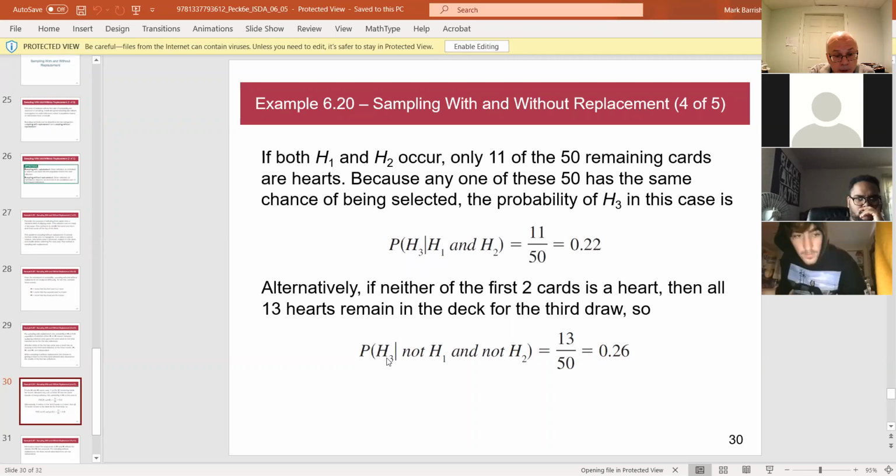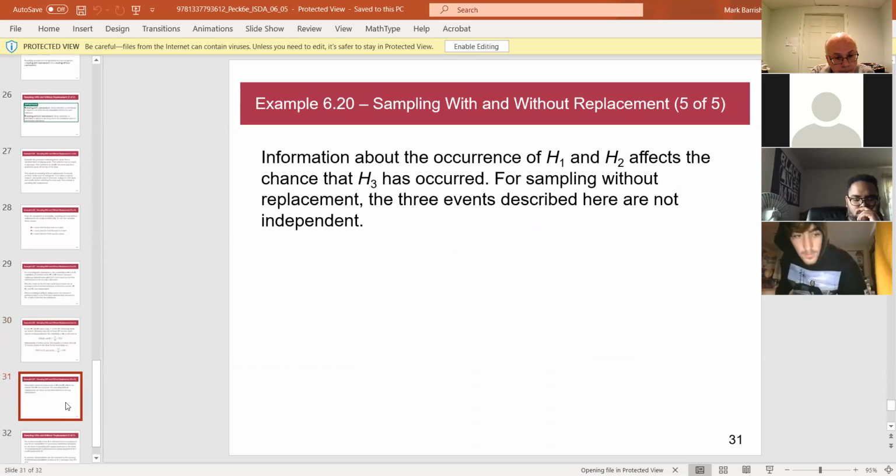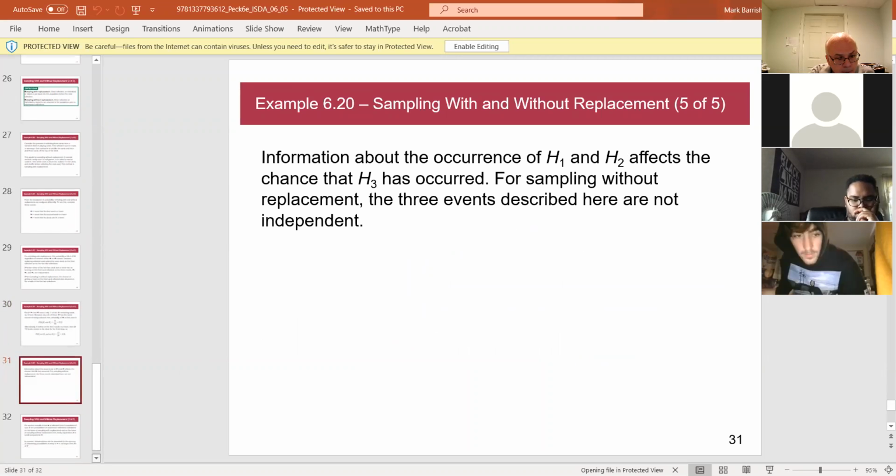Now, what's the probability of the third card being a heart if neither one of the first two cards were hearts? Well, that means we still have 13 hearts in the deck out of 50. This is the probability of 0.26. Now, all of this is assuming sampling without replacement. We see the probabilities change depending on what happened before. These are dependent events. And that's what they're trying to bring out, that these events are dependent, not independent.